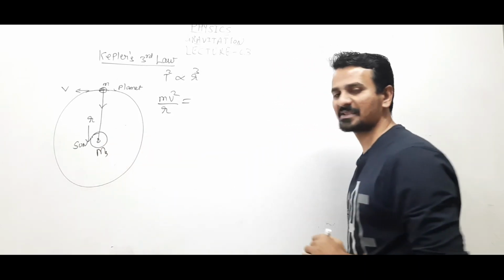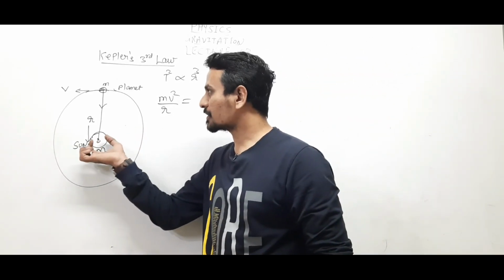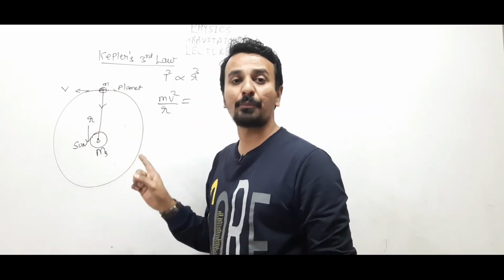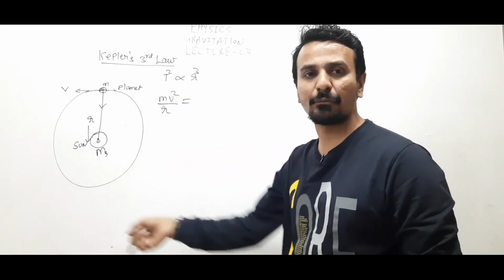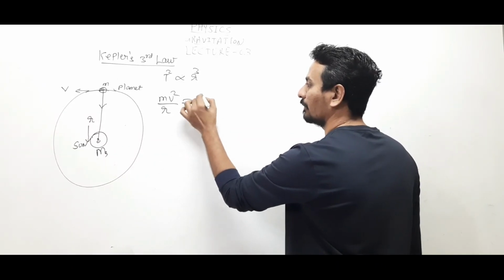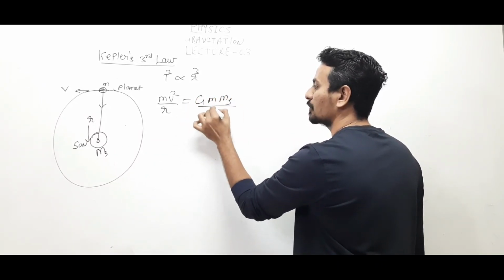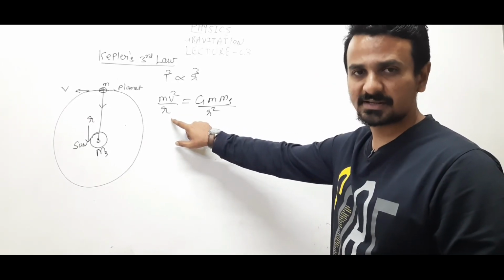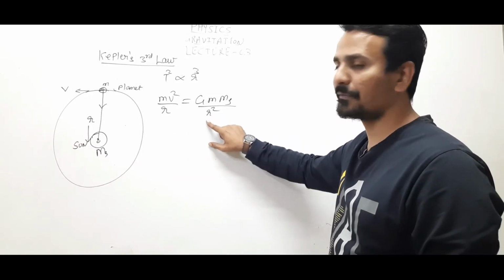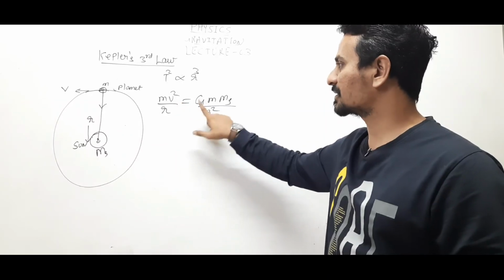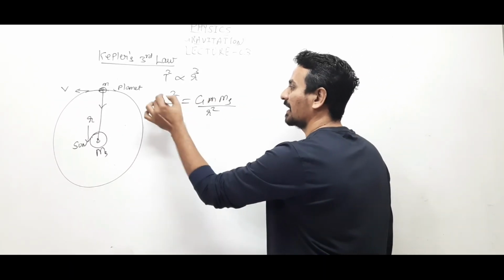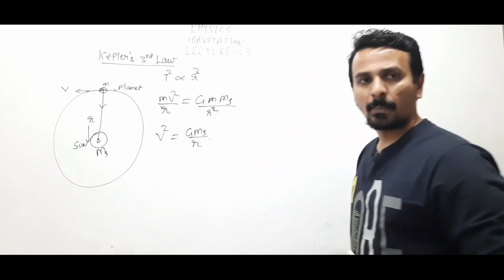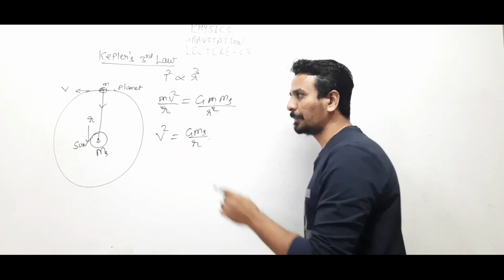Let Ms be the mass of the sun. The gravitational force of the sun on the planet will be in this direction. This force will provide the necessary centripetal force for the planet to revolve around the sun. So mv squared by r equals G M Ms upon r squared. M gets cancelled, one r gets cancelled. So v squared equals G Ms upon r. V represents the speed of the planet.